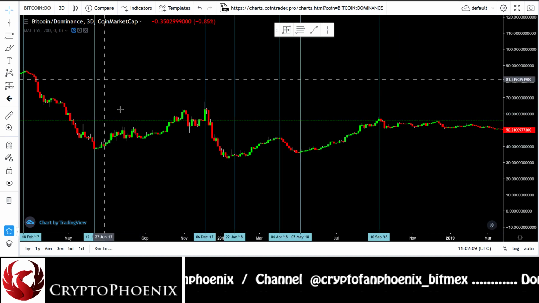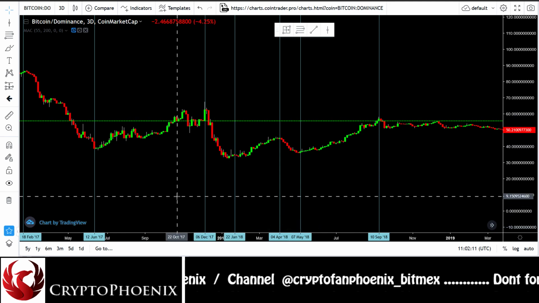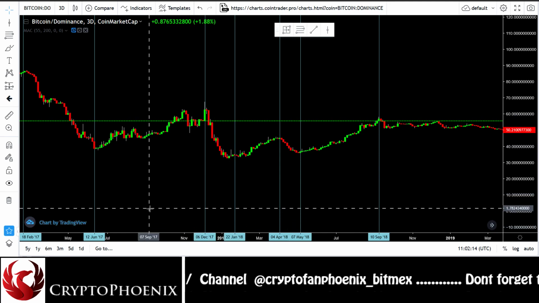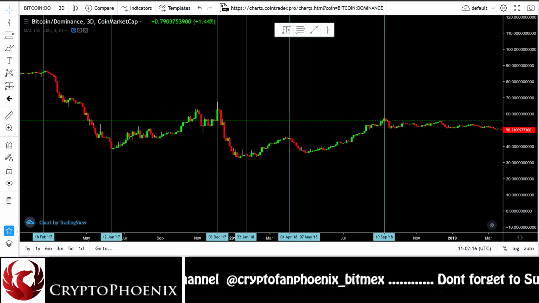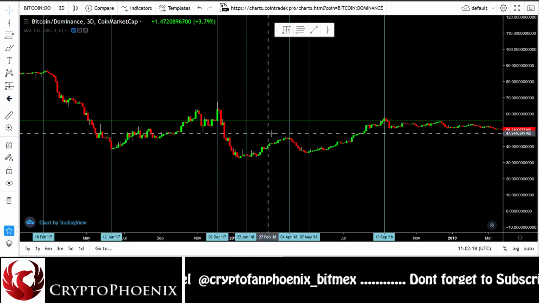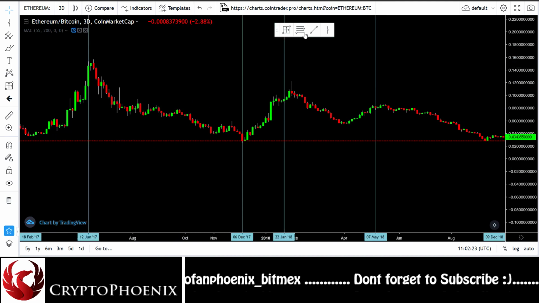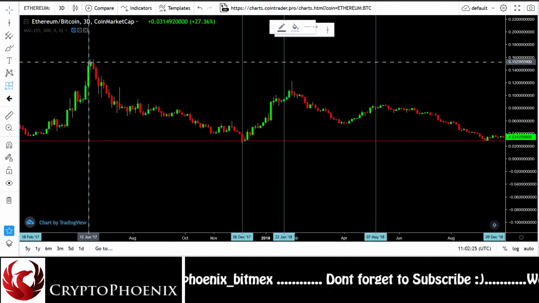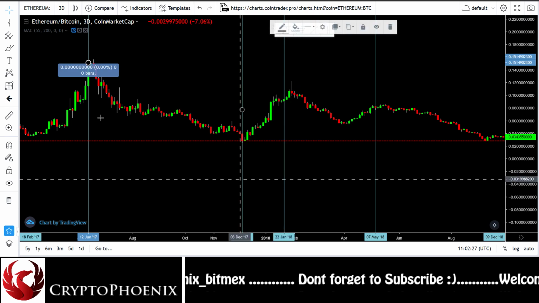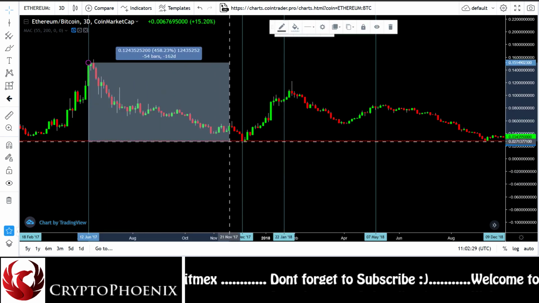So let's just look at 12th June 2017 up to 6th December 2017. So the dominance was increasing, the price was decreasing. If you are a short trader and you have entered most of your short right here, oh man, look at the gain.